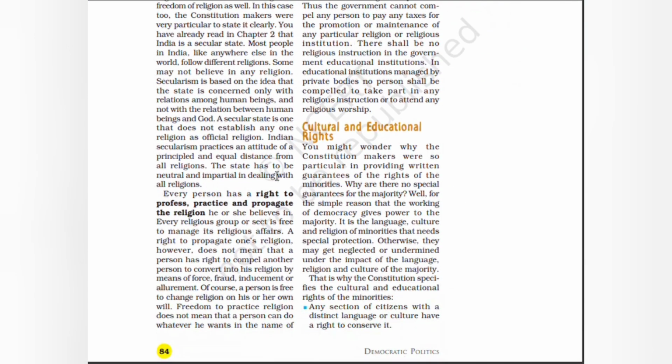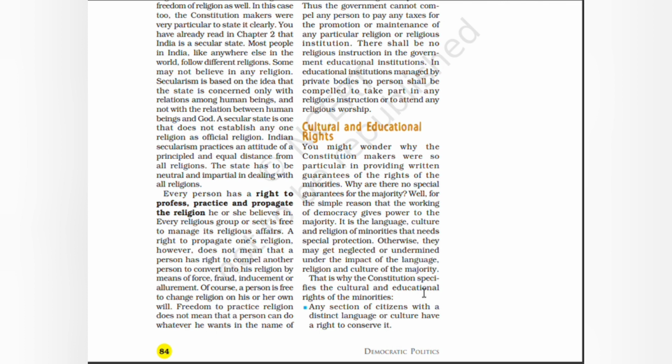Cultural and educational rights. You might wonder why the constitution makers were so particular in providing written guarantees on the rights of the minorities. Why are there no special guarantees for the majority? Well, for the simple reason that the working of democracy gives power to the majority. It is the language, culture, and religion of minorities that need special protection. Otherwise, they might get neglected or undermined under the impact of the language, religion, and culture of the majority.